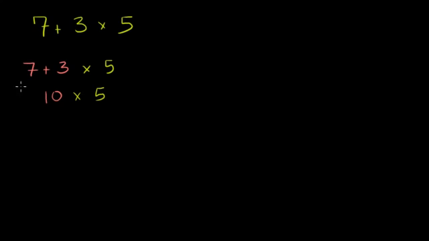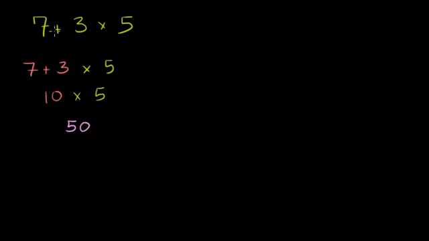So let's say I have the mathematical statement 7 plus 3 times 5. Now, if we didn't all agree on order of operations, there would be two ways of interpreting this statement. You could just read it left to right. So you could say, well, let me just take 7 plus 3, and then multiply that times 5. And 7 plus 3 is 10. And then you multiply that by 5. 10 times 5 would get you 50. So that's one way you would interpret it if we didn't agree on an order of operations.